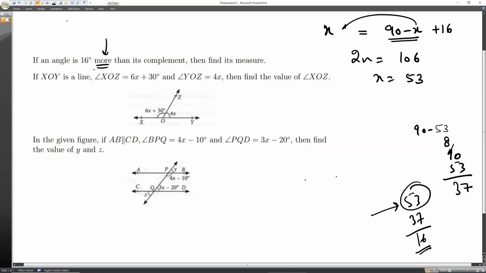Okay. Got it? So the measure of the angle is 53 degrees. Alvina, you understood? And Rima, you understood? Yes, sir. Next question. Do the next question, please.